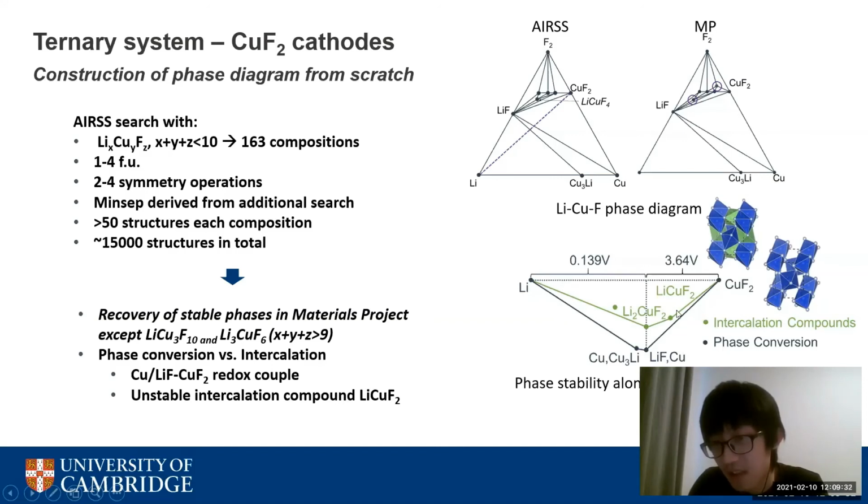This intercalation type of polymorph actually has high energy. The energy is quite a lot higher than the stable one. As the energy is very high, it will not go through this kind of reaction route. That's the reason why the copper fluoride will not go through this kind of intercalation type of chemistry, but instead it will take the phase conversion type of reaction. So from this kind of AIRSS, we can also construct this kind of phase diagram very efficiently.